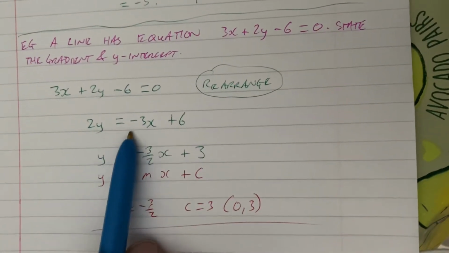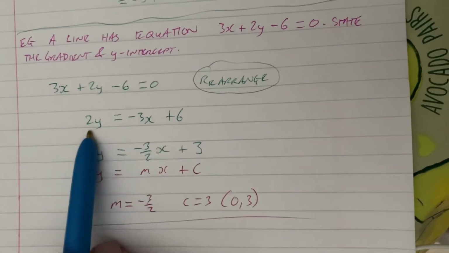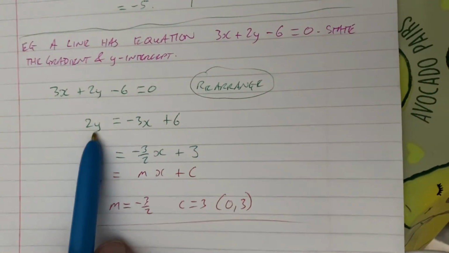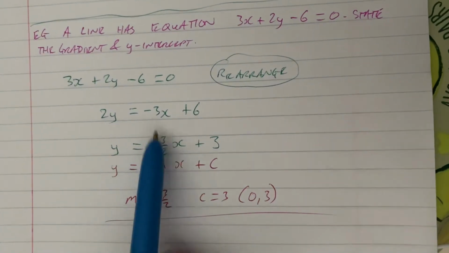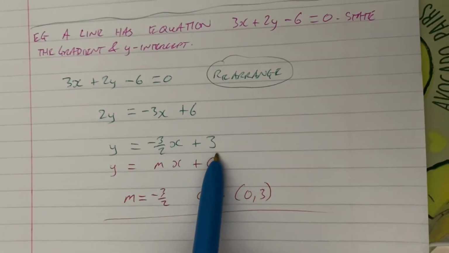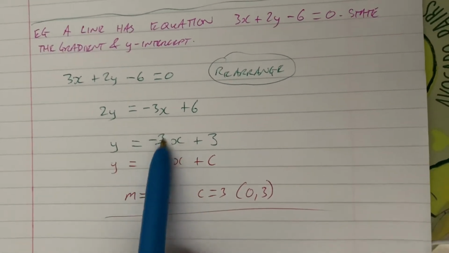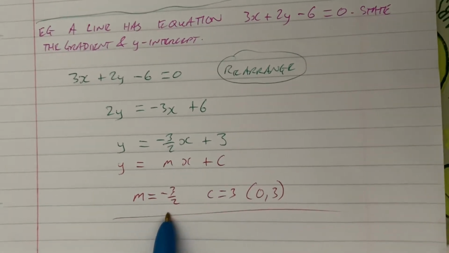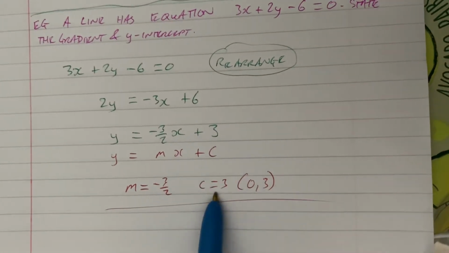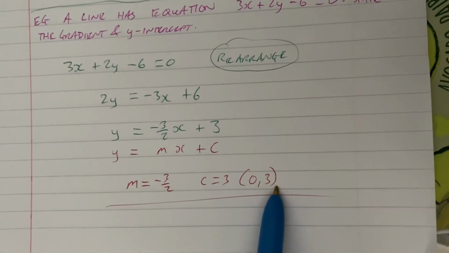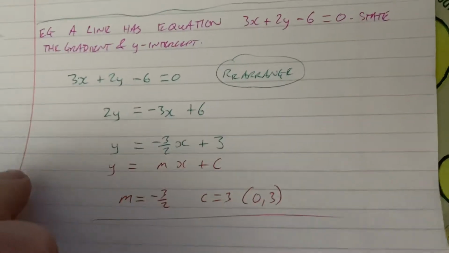So we get 2y equals negative 3x add 6. We then divide each bit by 2. So we get y equals negative 3 over 2 x plus 3. So looking at it in terms of y equals mx plus c, m is negative 3 over 2 and c is 3, which means (0, 3) is your y-intercept.